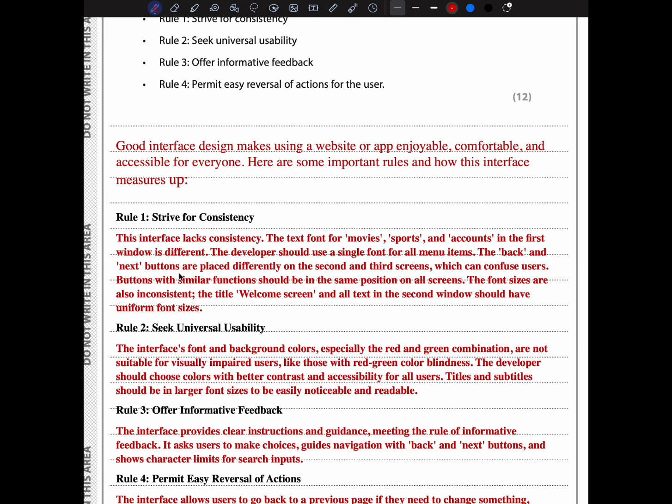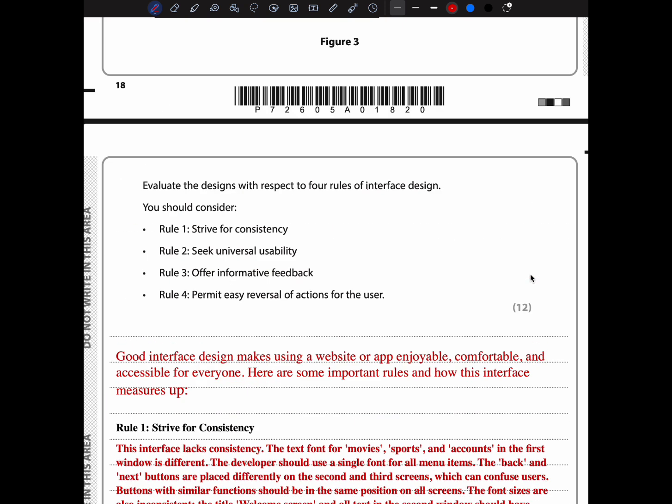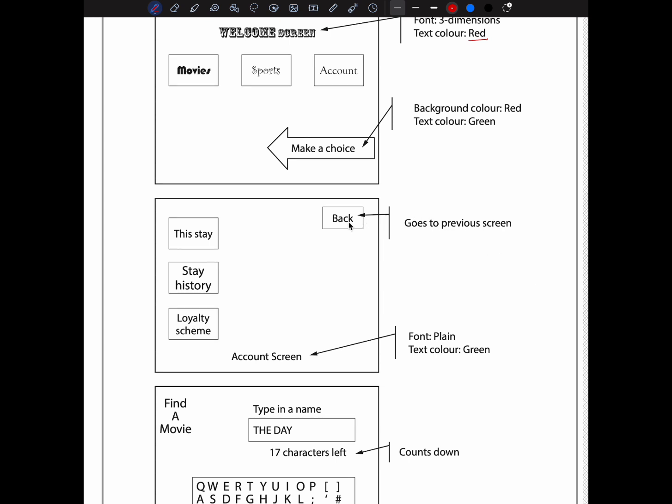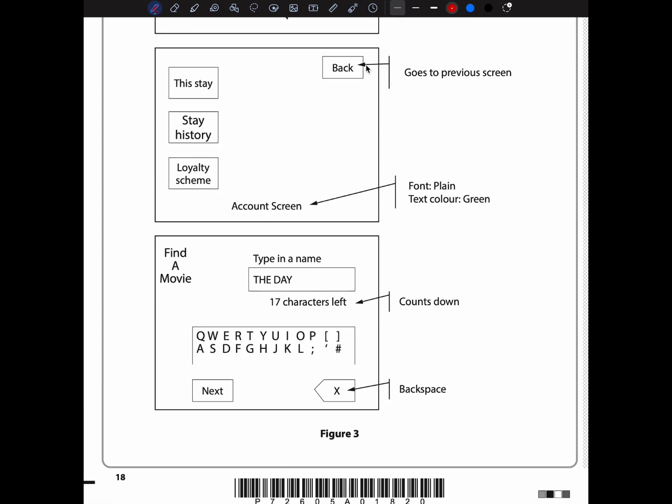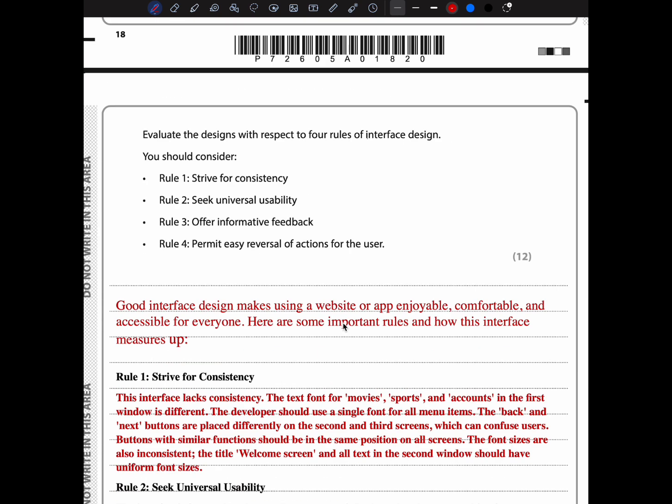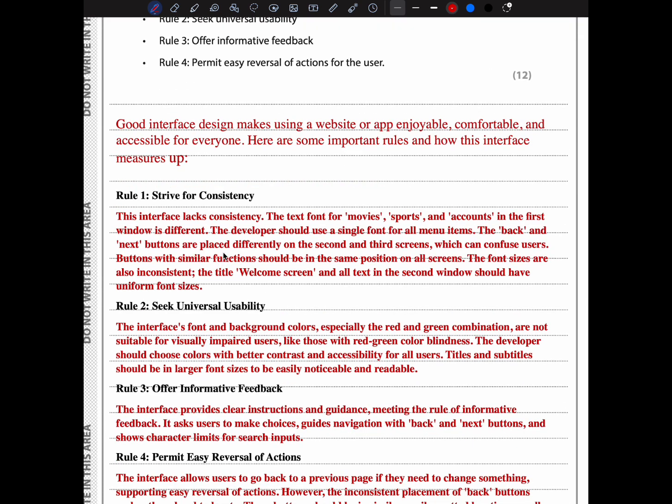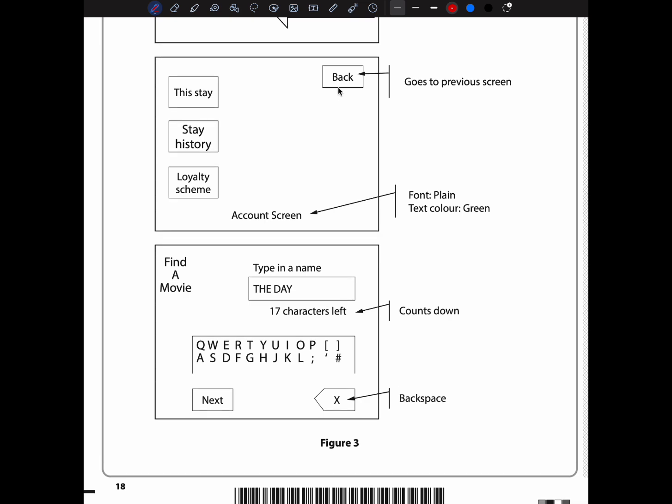The back and next buttons are placed differently on the second and third screens, which can confuse users. Here you can see this one is the back and this one is the next, right? The functionality of both buttons is the same, but they are using different names. So this is another thing that can confuse users. Buttons with similar function should be in the same position for all screens, right? The position also needs to be the same. You can see this is one position and this is the other position.